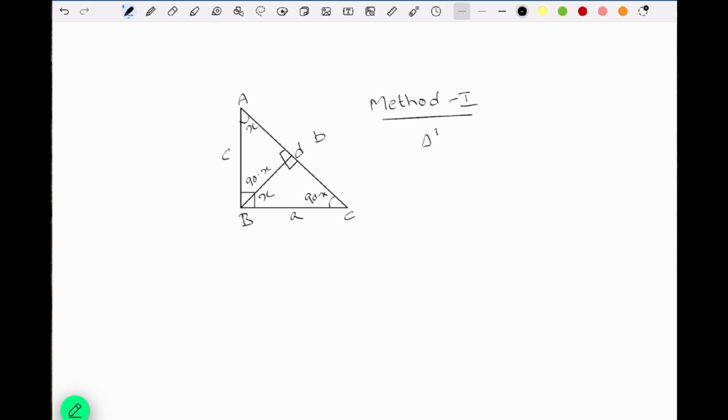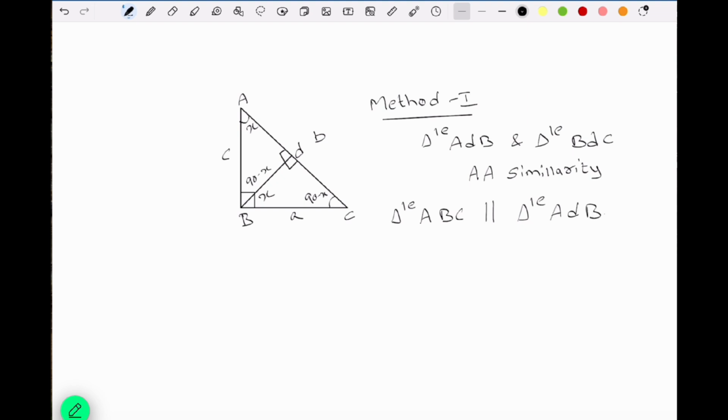Now using these triangles ADB and BDC, I am going to write two pairs of similar triangles using the concept of angle-angle similarity. Angle-angle similarity says if two angles in the corresponding triangles are equal, then those triangles are called similar triangles. In similar triangles, the ratios of corresponding sides are equal. Now, I am going to prove triangle ABC is similar to triangle ADB. I already said, right? I am using the angle-angle similarity. If I can prove in both these triangles two angles are the same, then these two triangles are similar.